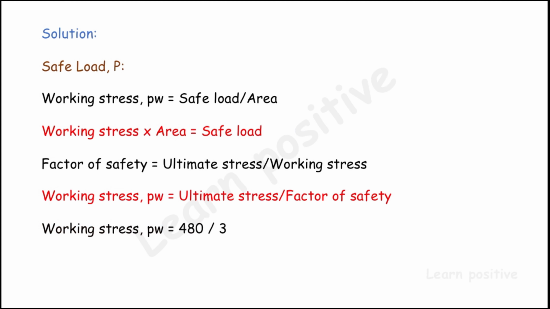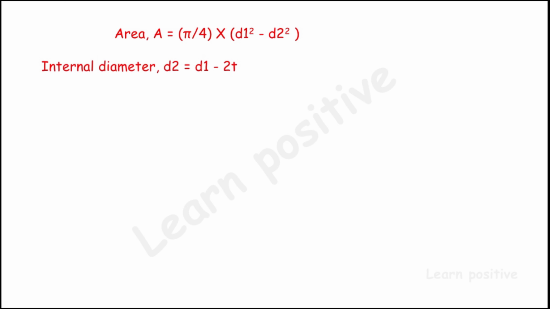Now I have found the working stress. Now I am going to find the area. The formula of area is pi by 4 into d1 square minus d2 square, where d1 is the external diameter and d2 is the internal diameter. We don't know the value of internal diameter, so first we have to find it. We have the value of thickness, so we take the formula d2 equals d1 minus 2t. The external diameter is 250 minus 2 into thickness 25. So 2 into 25 is 50, and 250 minus 50 is 200 mm. So we found the internal diameter also.